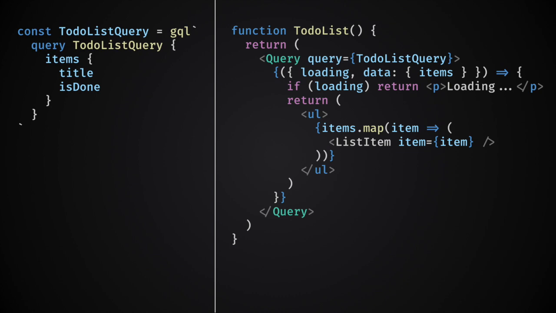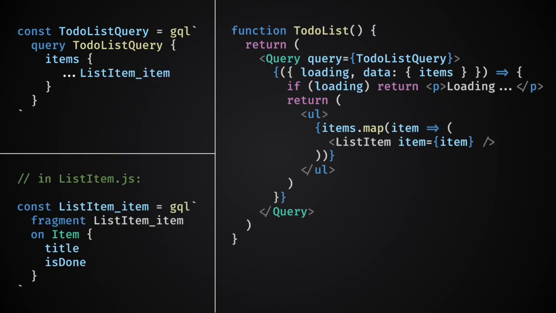So instead, you make the list item component export a fragment and compose that fragment into the to-do list query. The fragment is a sort of contract that specifies the data that should be fetched for and passed to the list item component. Now the list item is free to change which fields on the item model are needed and can reasonably evolve as a separate component without our to-do list component needing to know anything about it.